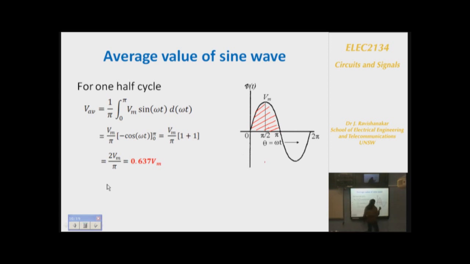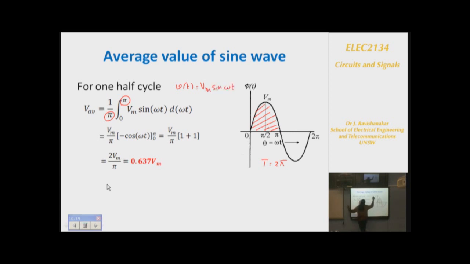The angle corresponding to T is equal to 2 pi. So for T by 2 it is pi. Therefore, the average value is 1 by T by 2, which is pi, times the integral from 0 to T by 2, which is again pi, of Dm sine of omega t into d of omega t. Here the d of t is equal to Dm sine of omega t.